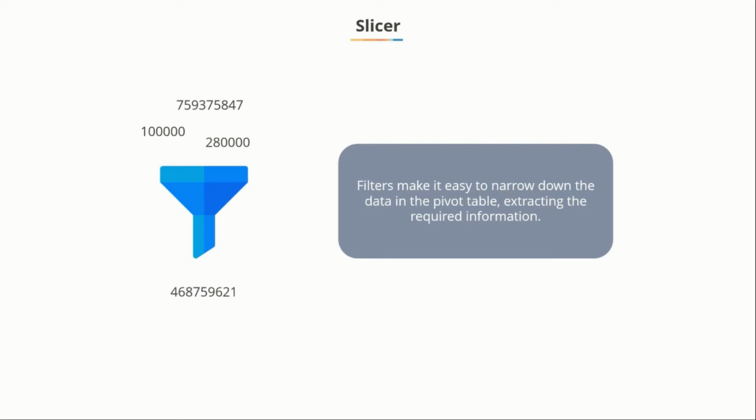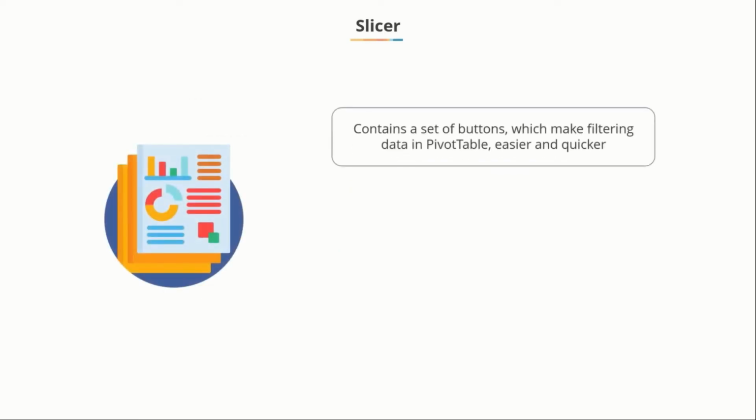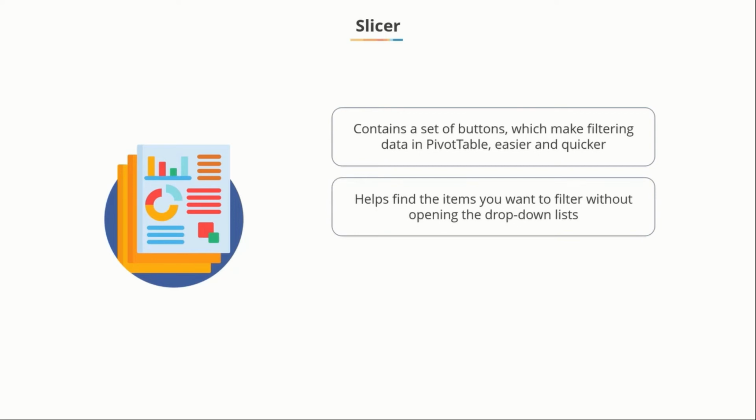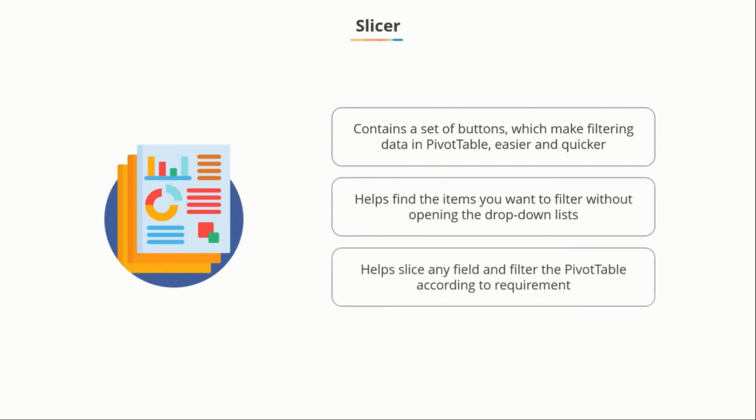In this topic, we will study the easy-to-use filtering components, known as slicers. Slicers contain a set of buttons which make filtering data in pivot tables easier and quicker. We do not have to open the drop-down box list to find the items we want to filter. We can create slicers for any field and can filter the pivot table by selecting the type of data we want.